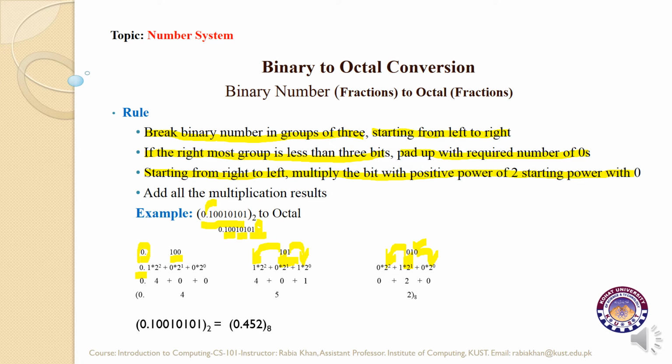Here you can see 0 remains at its place, the point remains at its place, and the answer is 452 in base 8. So the number was 0.10101 in base 2, and we convert it into the respective octal number, and the answer is 0.452. I hope you have understood the method. Let's see another example.